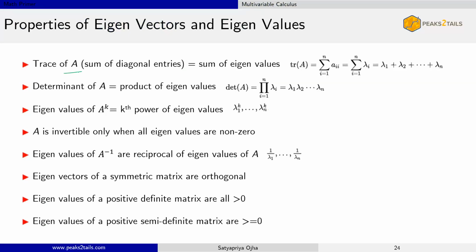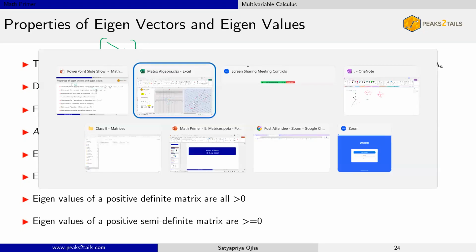We have something called the trace. Trace of A, for any matrix, is the sum of the main diagonal entries. Trace is also the same as the sum of eigenvalues. That is really powerful. Is it true?